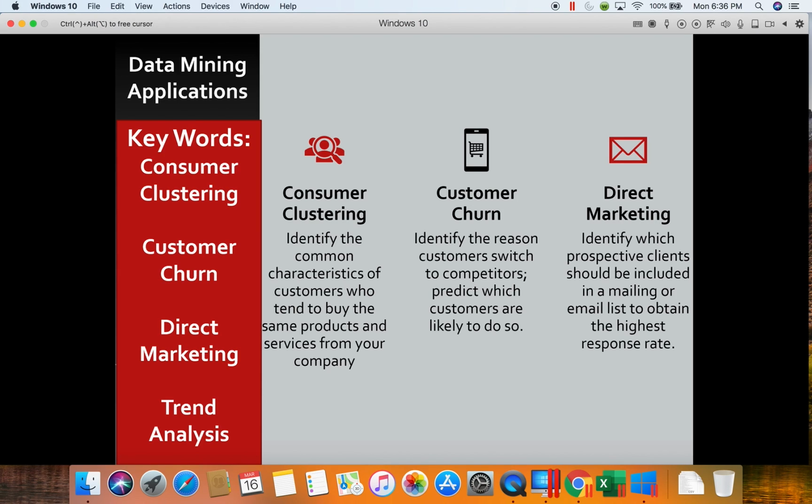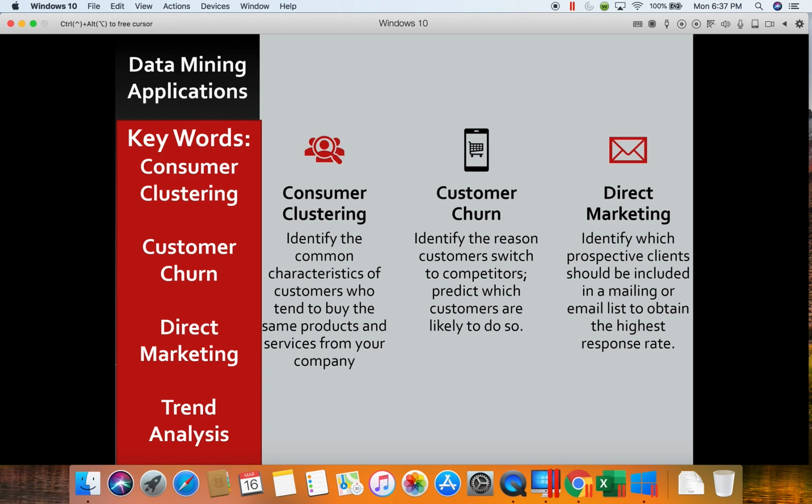Some common marketing data mining applications include consumer clustering, identifying the characteristics of the customers who tend to buy the same products and services from your company. Are your products typically purchased by women? Are they typically purchased in the downtown area? Maybe they're typically purchased by someone in the age category of 40 to 50 and less likely to be purchased by a senior citizen who was, say, 70 or 80. And so you would need to change your marketing strategies to go after those type of characteristics that you have identified your consumers as having.